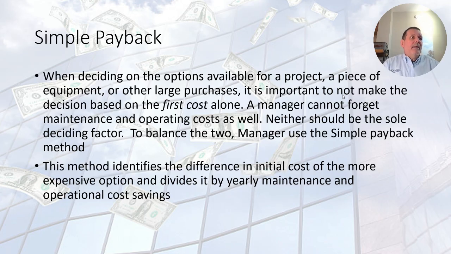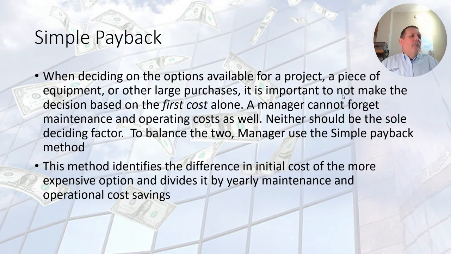All right. So this method is called the simple payback. It identifies the difference between the initial cost of the more expensive option and divides it by the yearly maintenance and operational cost savings. And that's going to give you a number in years that it will take for the more expensive option to work itself out to kind of be at equal, where the savings that you made if you bought the cheaper one would actually equal out. All right. You get what I'm saying.